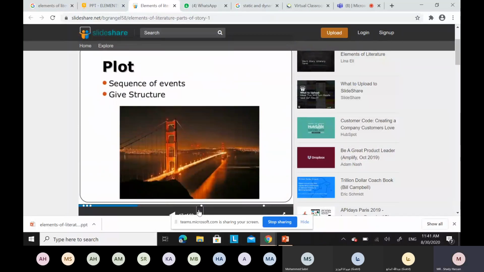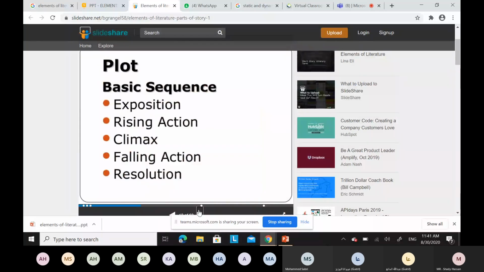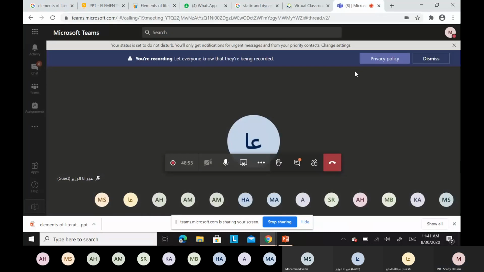Once again, I'm talking about the plot. I'm revising, by the way, for those who are joining in late. We talked about the plot, and we said that the plot is the arrangement of events, the sequence of events. So who can tell me the parts of the plot? Is the brilliant one going to tell me the parts of the plot?